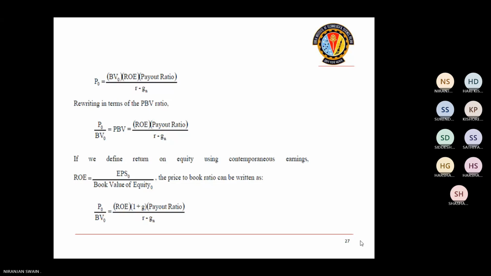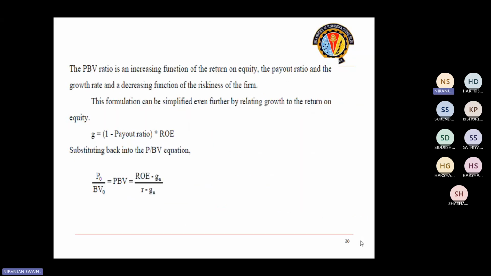And your book value of 0 into ROE, or you can say ROE into 1 plus G. Have you copied this? Now the price to book value is ROE minus g into payout divided by R minus g. And you know G is equal to the growth rate, earlier, ROE into retention ratio. G is equal to ROE into retention ratio, or G is equal to 1 minus payout ratio into ROE, isn't it? Yes or no? Yes, sir. That is the price to book value for constant growth.